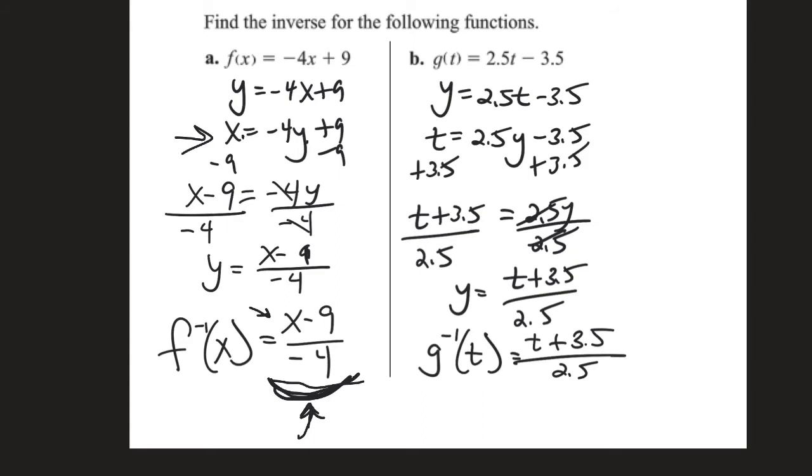For b, again, it's pretty straightforward. I changed g of t to y. I solved for y. At the end, I rewrote this using proper inverse notation. Notice I had a g and a t there, just like my original. So that's a thing not to forget to go back and do properly. Let's go to the next page.